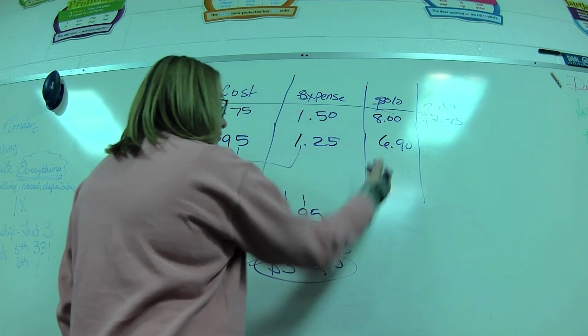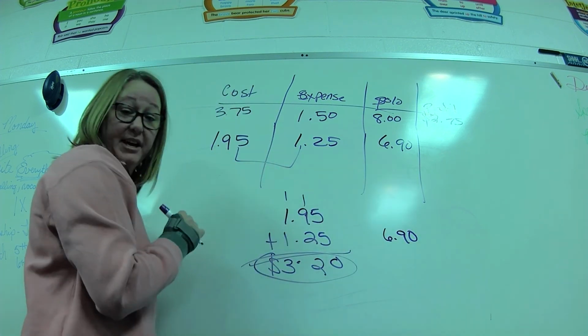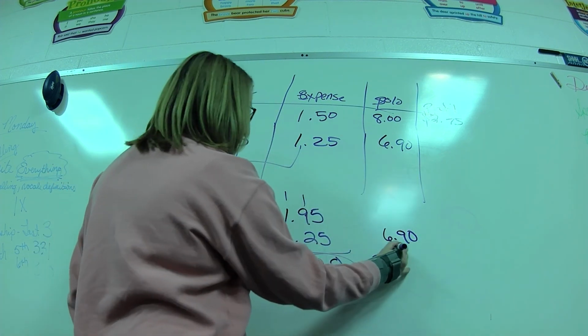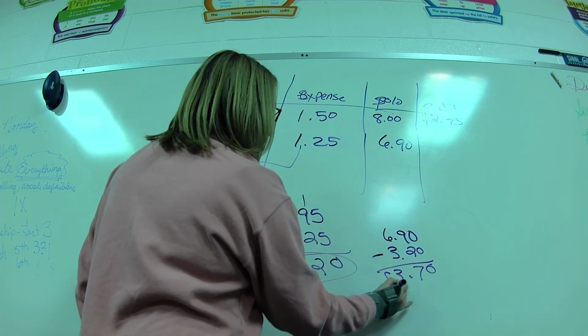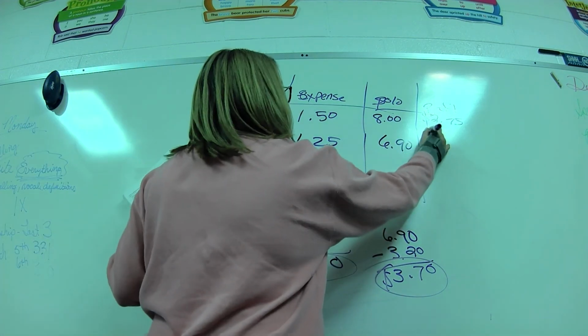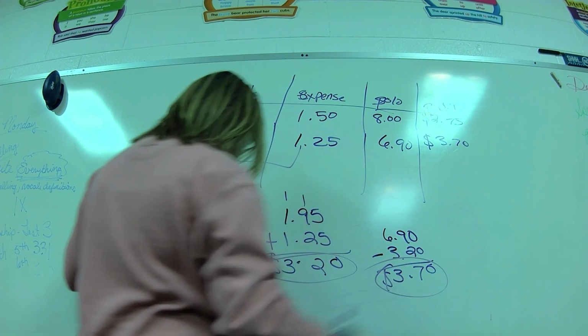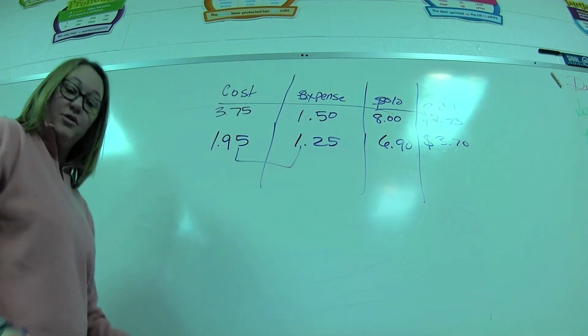He has it sold for $6.90. That's not, $6.90 is not his profit. Okay, we're going to find his profit right here. Subtract $3.20, and you get $3.70. So up here in your chart write $3.70. Let's buy 2 more items, and I'll send you on your way.